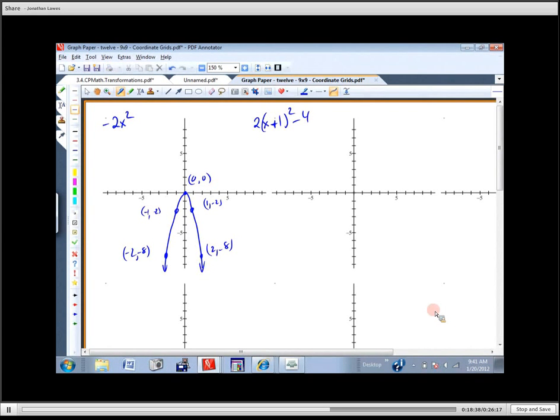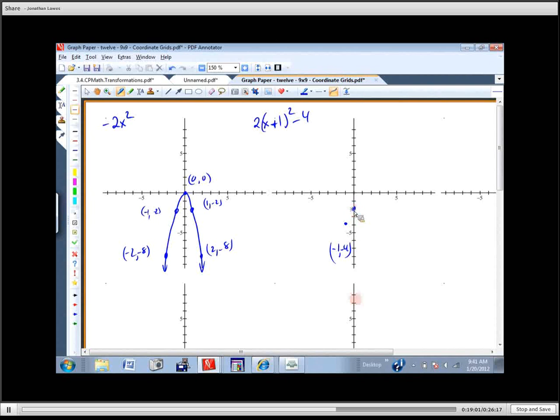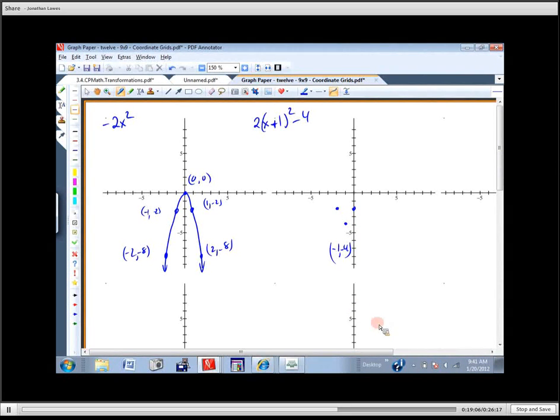So again, we're going to take our shape and we're going to do what with it? Move it back 1 and down 4. That's our vertex. So negative 1, negative 4 is our vertex. And then we're going to go to the right one and we're going to go up 2 from where we were. Same thing on both sides. To the right 2, and we're normally going to go up 4. We're going to go up 8.